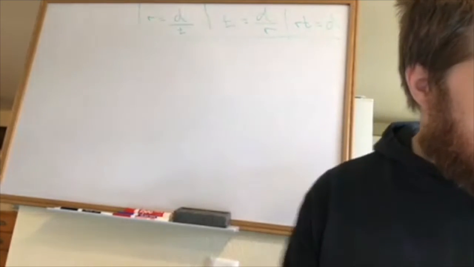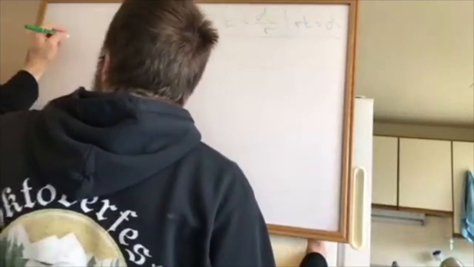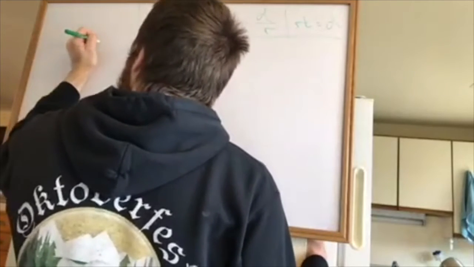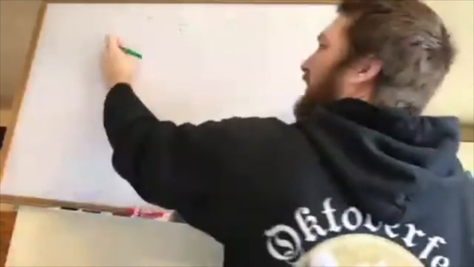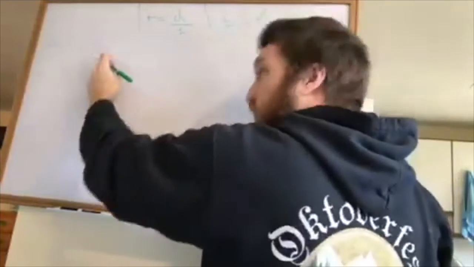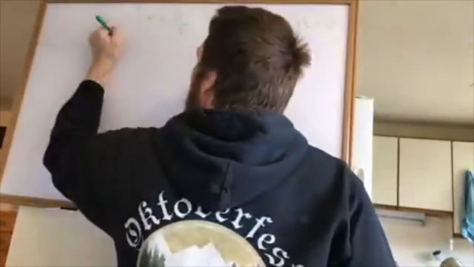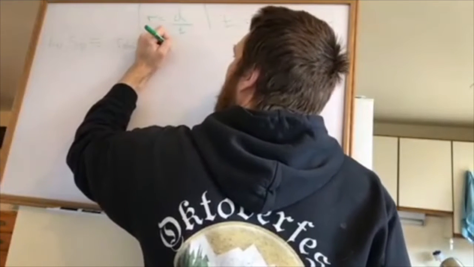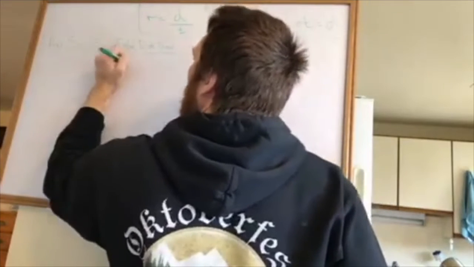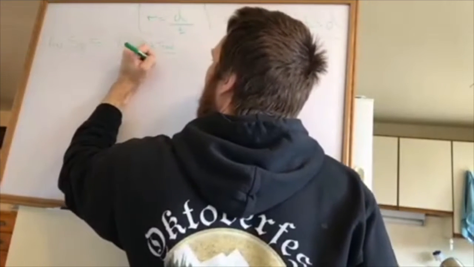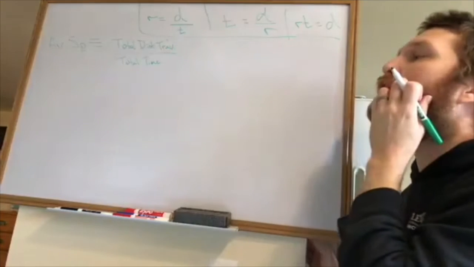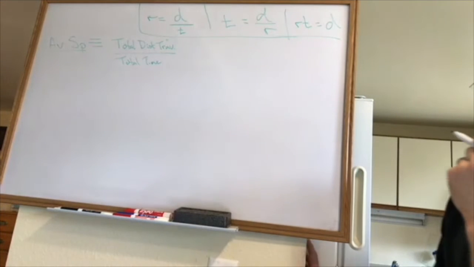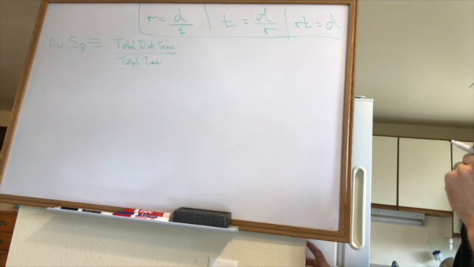number 26. The average speed is defined as, you see three lines like that instead of an equals, when you see three lines for an equal sign, it means we are defining this to be the total distance traveled over the total time it took to travel it. That's what average speed is.